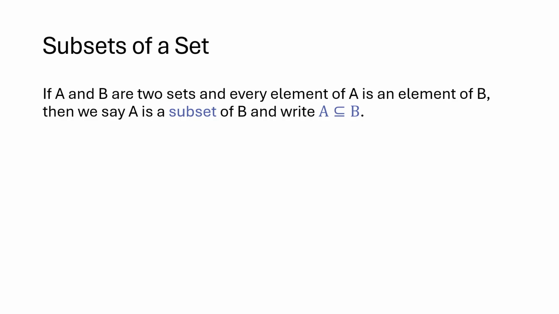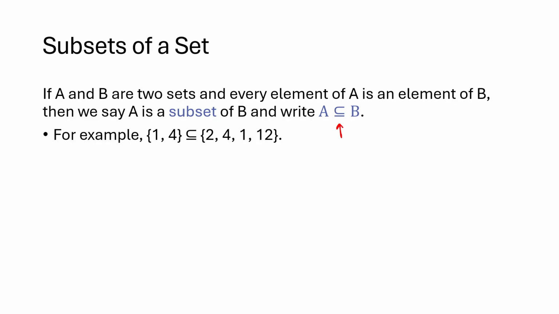So what does it mean for a set A to be a subset of another set B? We say A is a subset of B if every element of A is also an element of B. So everything that belongs to A also belongs to B. And we use this notation here to represent this property: A is a subset of B.